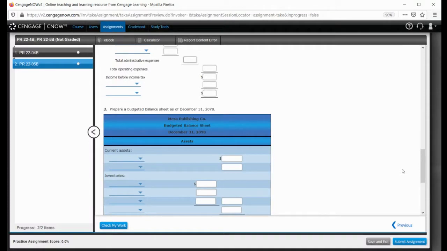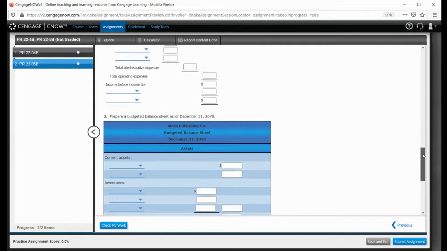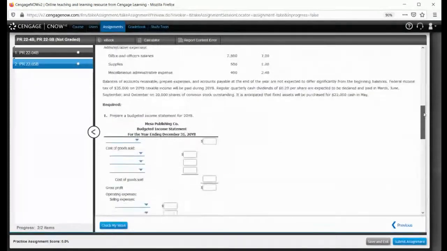They should be on your announcements. So if you want to look back through your announcements, you'll be able to see what the cash amount is and also the retained earnings amount is. So the rest of it should be pretty much familiar to you.